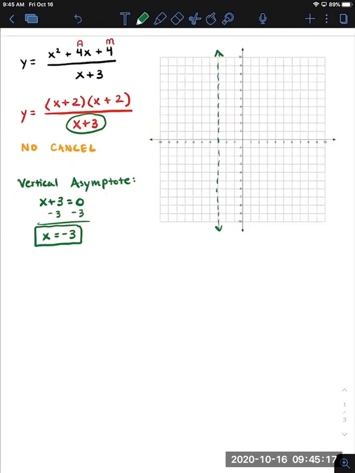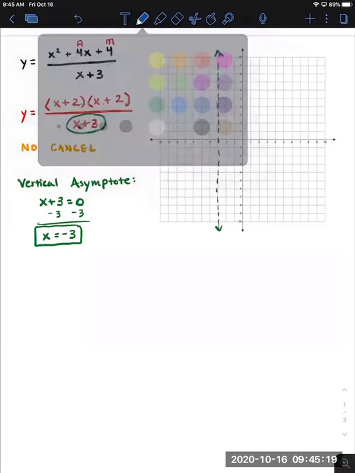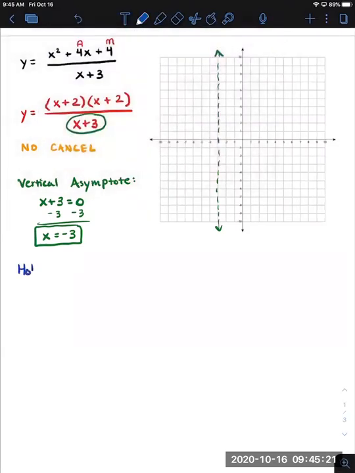Next, we're going to find the holes. And to find the holes, we take the canceled out term and set it equal to 0. But I couldn't cancel anything out. So what that means is that there are no holes.